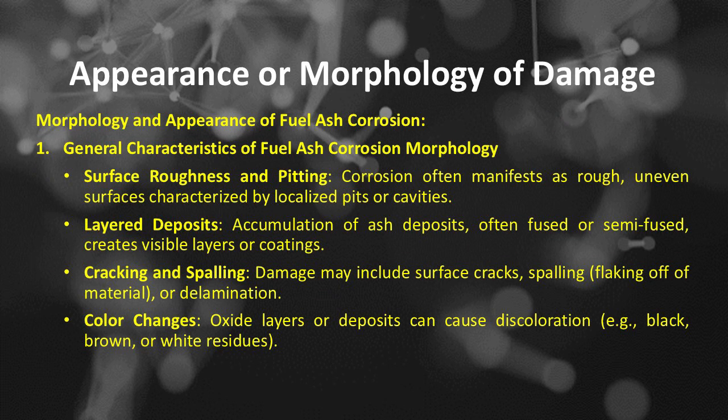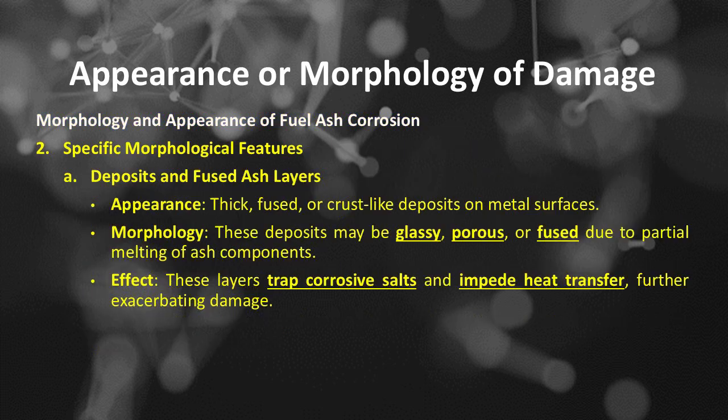Number 1, general characteristics of fuel ash corrosion morphology. Surface roughness and pitting. Corrosion often manifests as rough, uneven surfaces characterized by localized pits or cavities. Layered deposits. Accumulation of ash deposits, often fused or semi-fused, creates visible layers or coatings. Cracking and spalling. Damage may include surface cracks, spalling, flaking off of material, or delamination. Color changes. Oxide layers or deposits can cause discoloration, such as black, brown, or white residues.